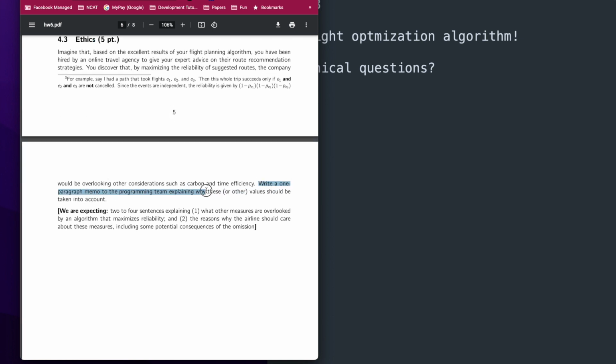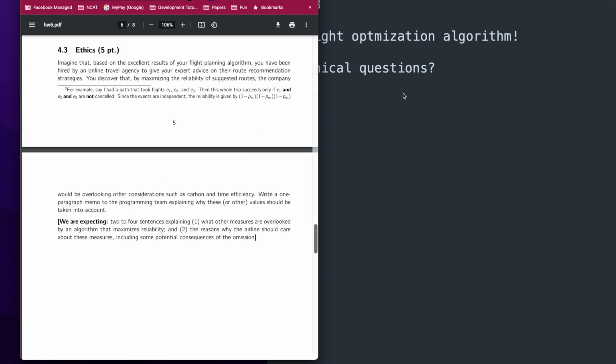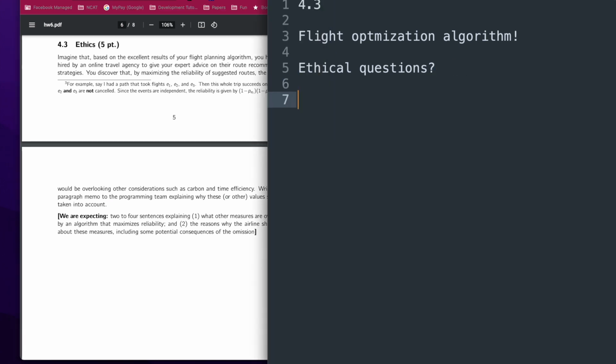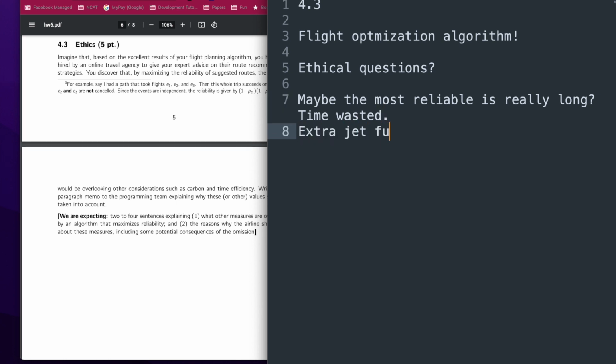Basically what 4.3 is asking you is to write a one-paragraph memo to the programming team explaining why these or other values should be taken into account, right? The only thing our algorithm takes into account right now is the most reliable path, right? Maximize the reliability of the suggested routes. But you're probably overlooking that maybe the most reliable path is really long, right? So that's time wasted, that's extra jet fuel, that's extra work from the pilots, right?